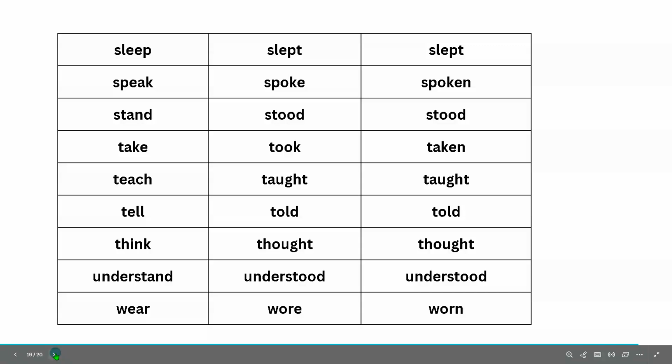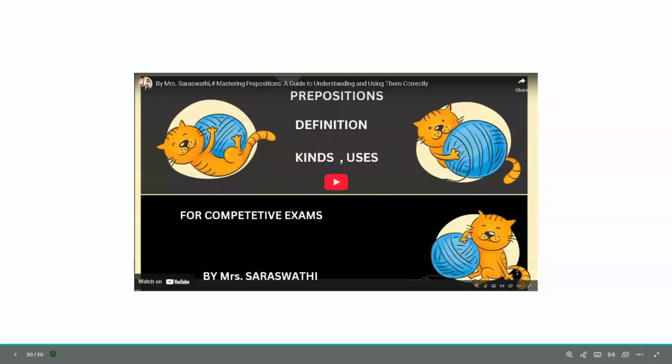Okay. Now see, teach, taught, taught. Okay. Wear, wore, worn. Here all three words have changed. You have to learn the spellings to facilitate writing.